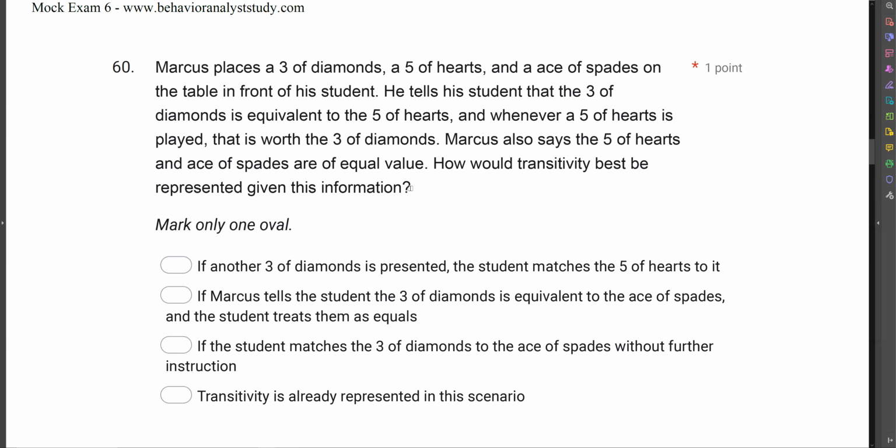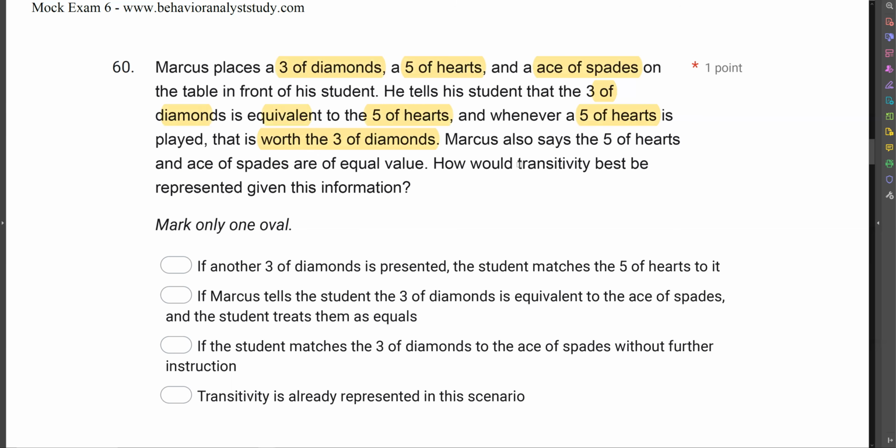All right, stimulus equivalence. I don't recommend diagramming a lot of things on the exam, okay? Stimulus equivalence, I would recommend diagramming. I would write letters, right? A, B, C, over each stimulus. It's going to make things a lot easier. So let's say our 3 of diamonds is our A, 5 of hearts is our B, ace of spades is our C. Marcus tells the student the 3 of diamonds is equal to the 5 of hearts. So A equals B. Whenever 5 of hearts is played, that is worth 3 of diamonds. B equals A. Okay, easy enough, right?